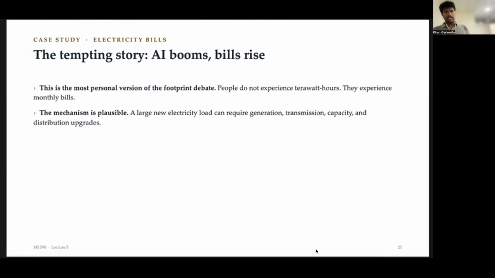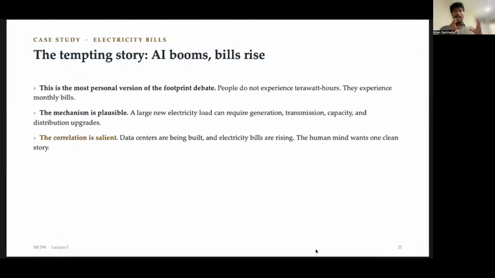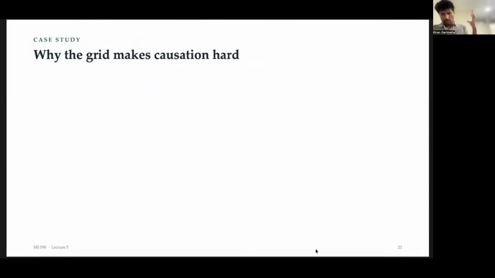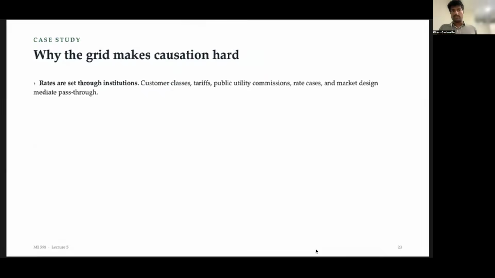The mechanism is that a large new electricity load for these data centers will require a lot of generation, transmission capacity, and distribution upgrades. And I've seen my electricity bills go up. So that's the cause of why I'm paying a lot more in electricity bills, right? The data centers are being built and the electricity bills are rising. As a human mind, we want to make these sorts of correlations and say, okay, that is causing this. But the answer to this is not that easy. We have some work. This is not just my work. There's other work in this space as well.